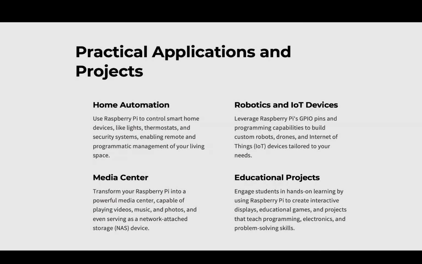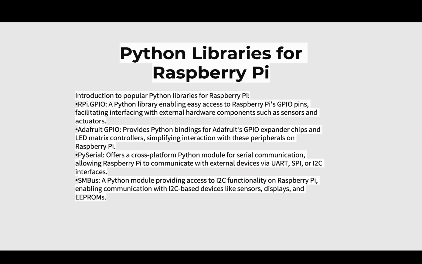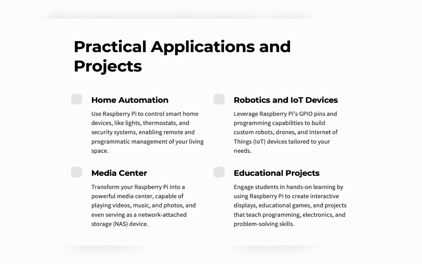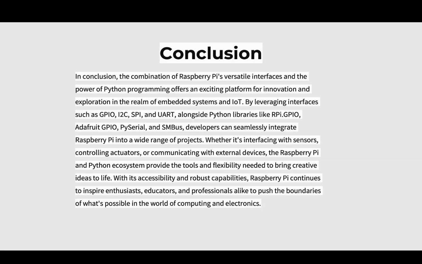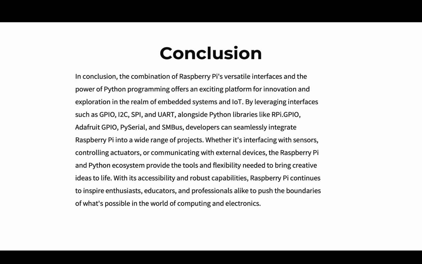Now moving on to the practical applications of the project. For practical applications, we'll take an example of home automation. Home automation can be described as the smart home, where we can control our environment of the home, like the lights, fans, and security systems, with the help of a single button.